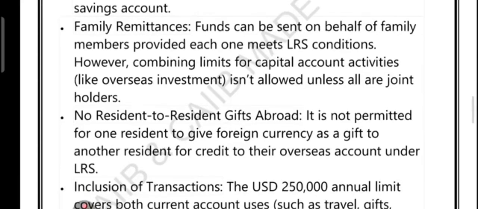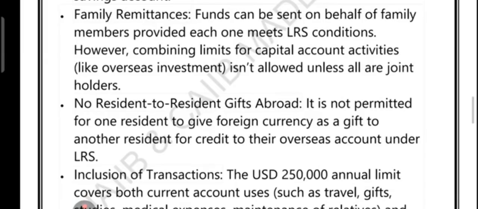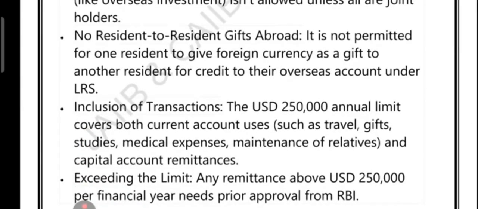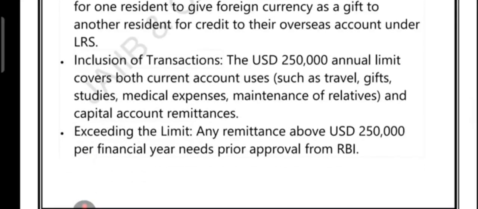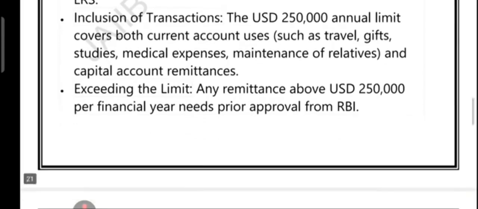This is a very important thing: no resident-to-resident gift abroad. It is not permitted for one resident to give foreign currency as a gift to another resident. Then another point is that the US dollar 2.5 lakh limit covers everything: travel, education, medical costs, family maintenance, capital account investment. Everything is covered. And if you want to send more than the limit, you need RBI approval first.